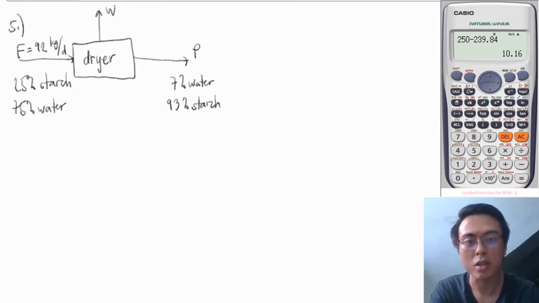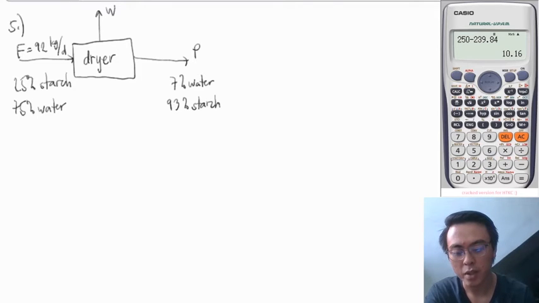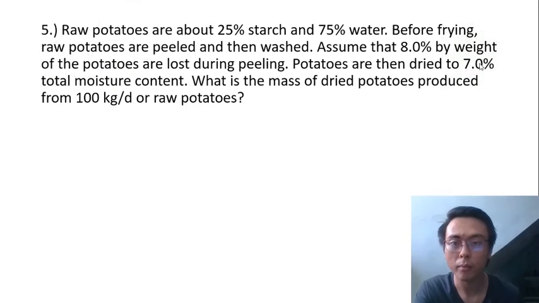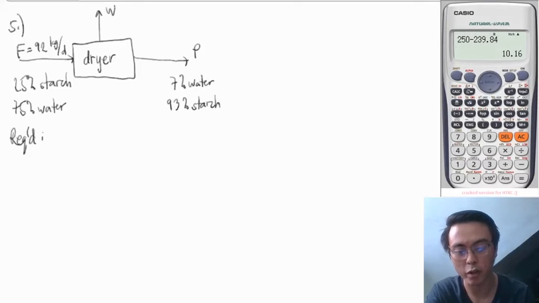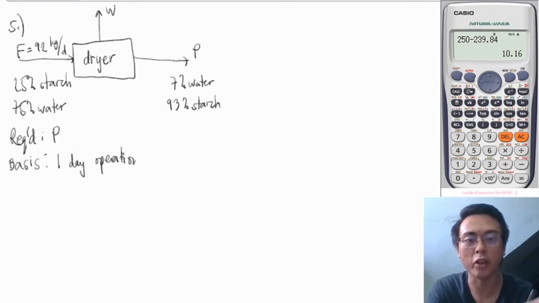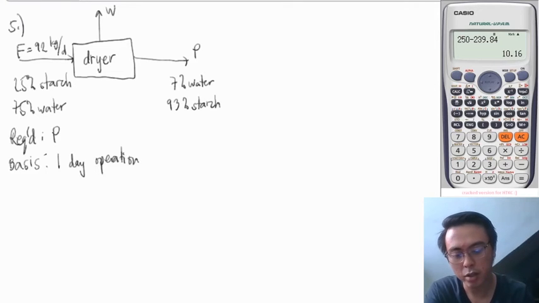Now this is just the same as the previous problem. We just have to set our basis. By the way, what is the required value? The required value is the mass of dried potatoes produced. So that is the P. We are solving for P. Okay, next, what is your basis? We are given a flow rate of the feed, therefore our basis is 1 day of operation. We always go for the denominator. Next, OMB.